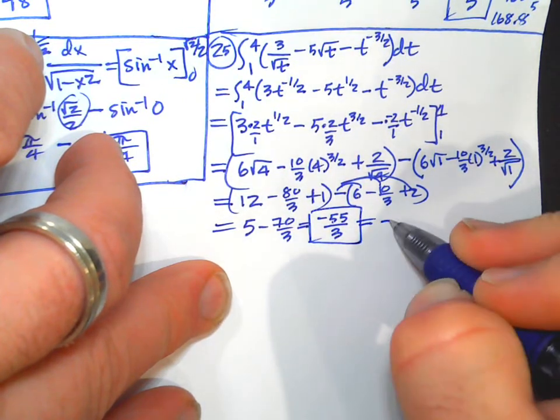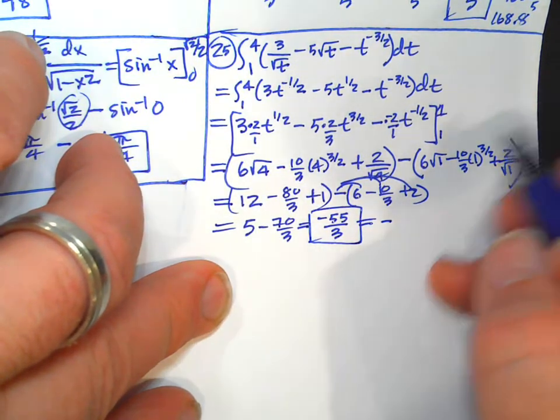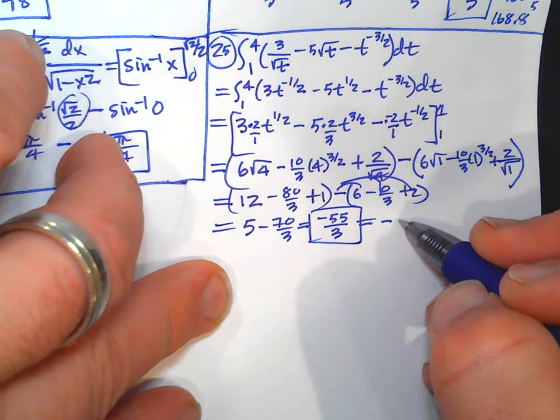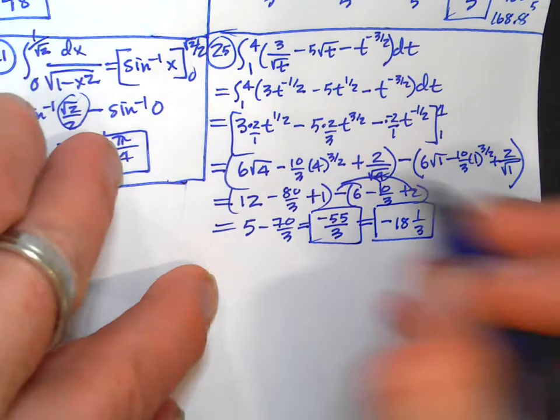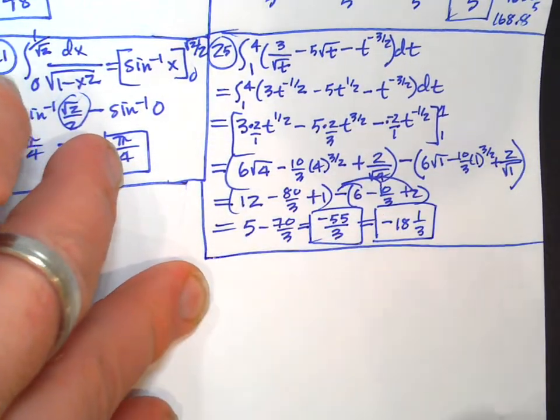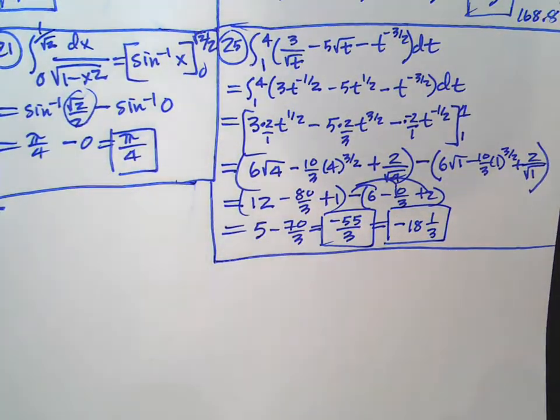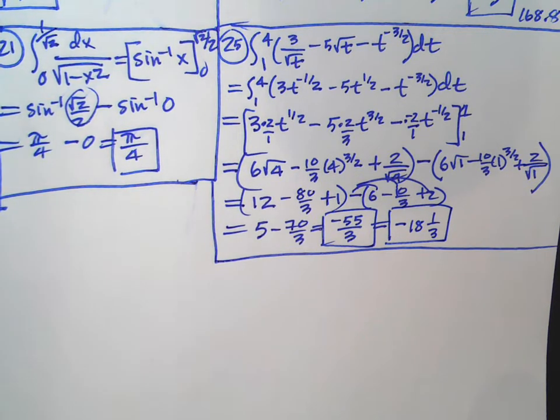Or negative 18 and 1/3. You really want to write it as a mixed fraction. 2 times 18 is 54. All right.